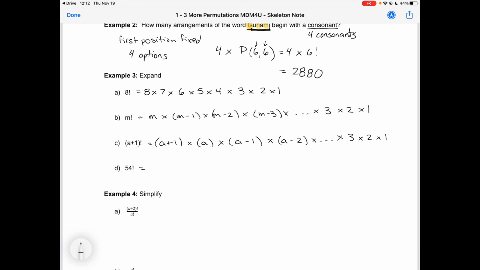Now we've got 54 factorial. Please don't write all of those down. You only need a couple at the beginning and a couple at the end. 3, 2, 1.